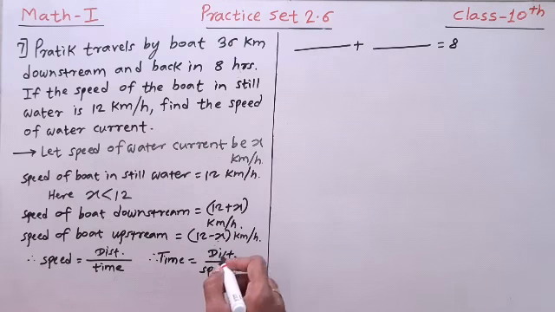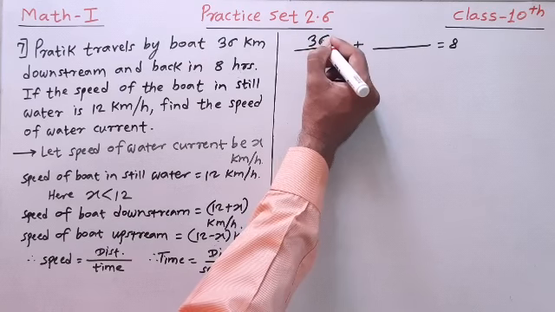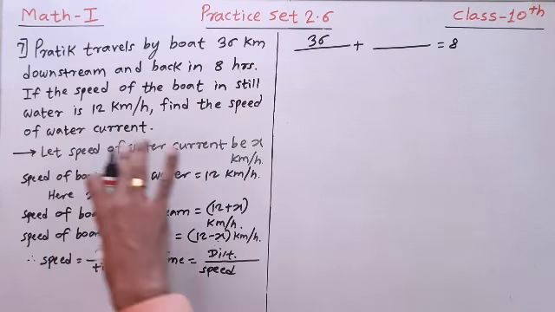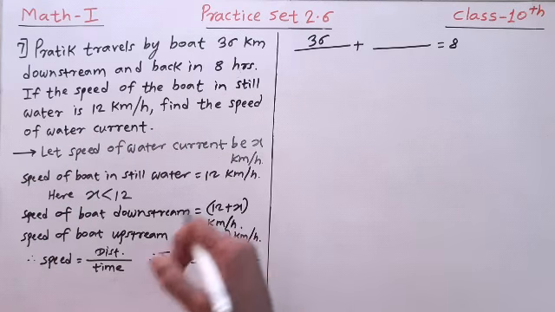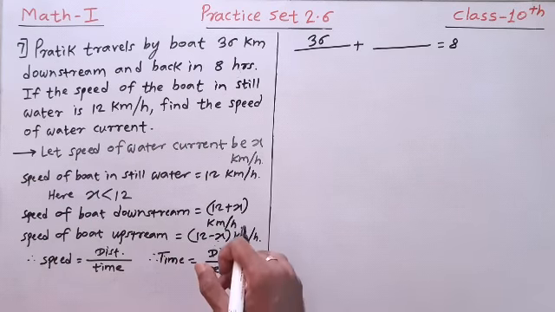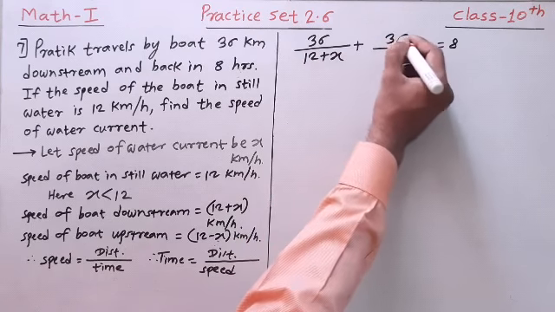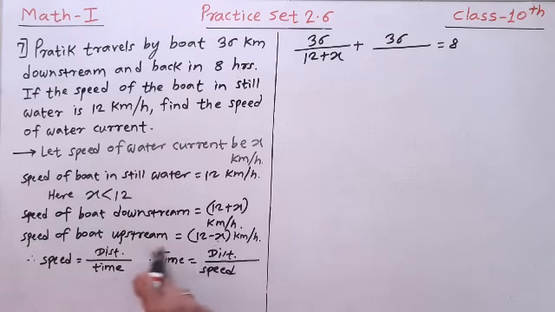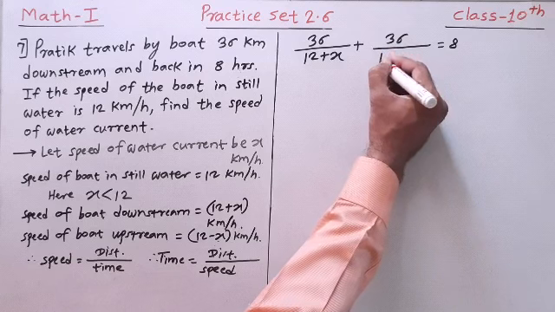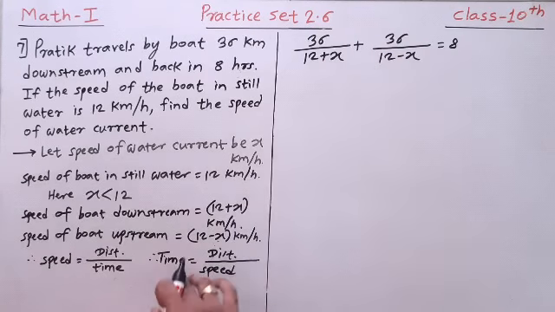Now let us write first distance. Distance is 36 km in both the directions. When he moves downstream it is 36 km. When he moves upstream it is also 36 km. So 36 will be there. Upon speed, downstream speed is 12 plus x. 36 again. Moving upstream, the distance is same 36, but speed of the boat is 12 minus x. And time for both the directions is complete 8 hours.